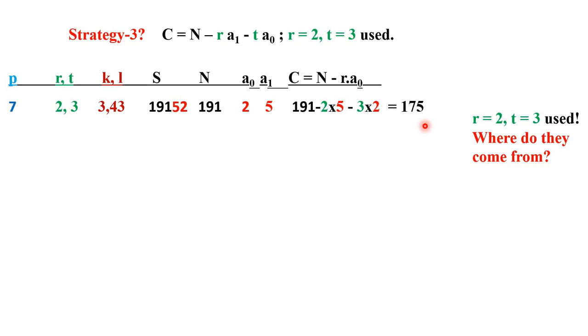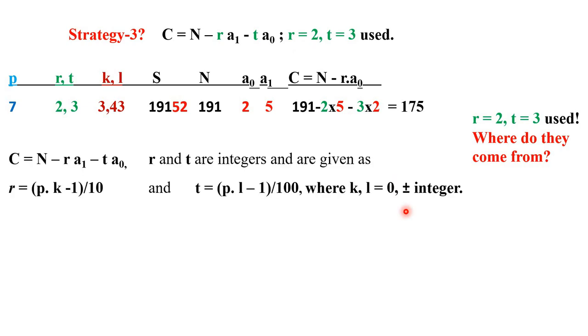But the question is, R equals 2 and T equals 3 in this general formula we have used, where do they come from? My prescription is that, like the previous one, R is (Pk minus 1) by 10 and T is (Pl minus 1) by 100, where K and L are integers, plus or minus integers, or 0.